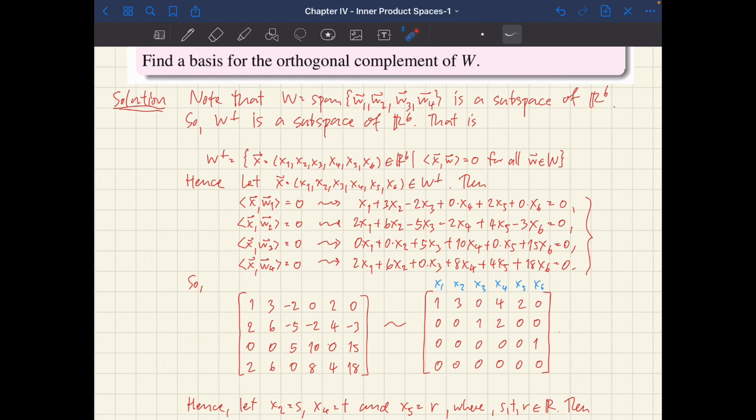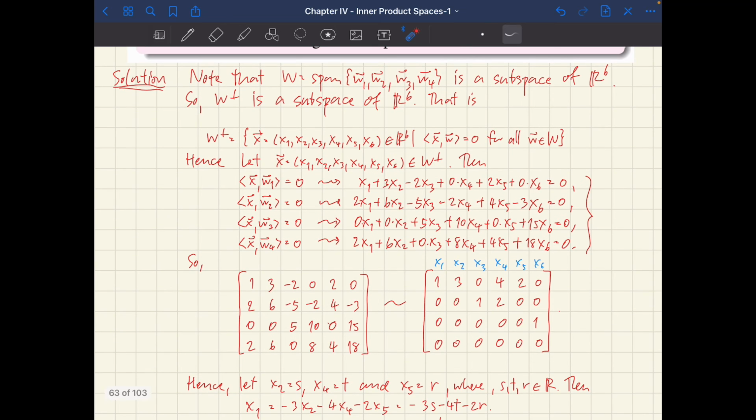to find the relationship between x1 to x6. From this equation, we have a system of linear equations. We obtain the matrix like this. If we use elementary row operations, you can show that the reduced row echelon form of this matrix is equal to this matrix.